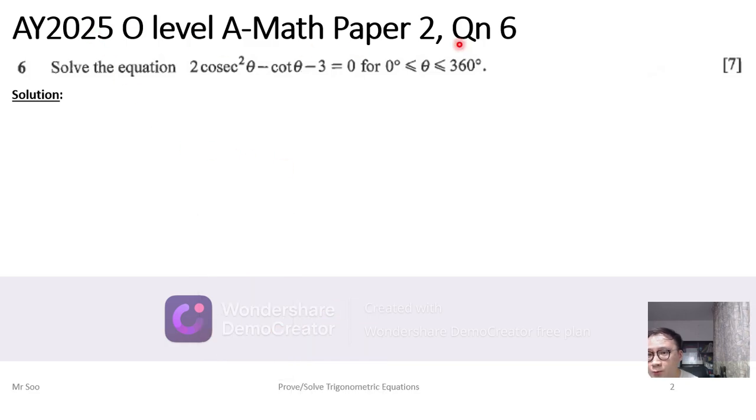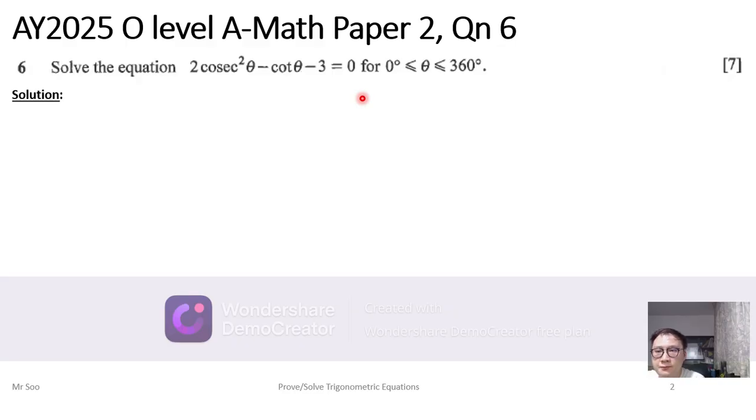So this question, I actually copied from the exam paper. Solve the following equation: 2 cosecant squared theta minus cotangent theta minus 3 equals 0, right? Like what I mentioned in the tutorial, you can see that most of the tutorial questions are straightforward, meaning you don't need to use any form of trigonometric identity to manipulate the expression.